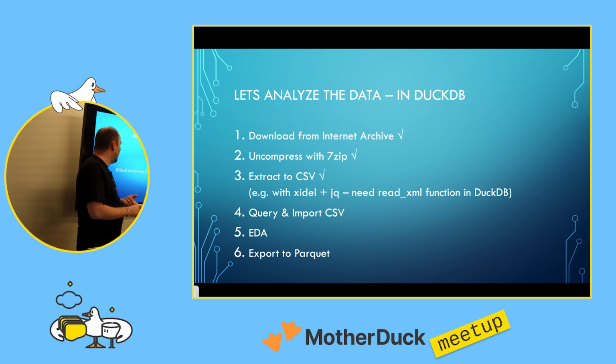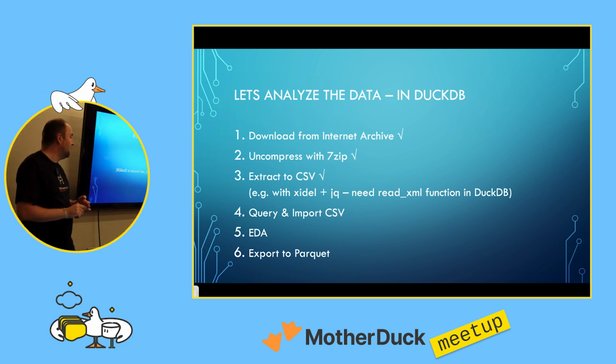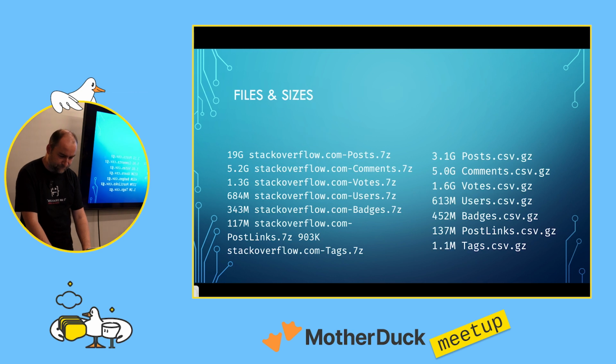It's really weird. You have to extract it to CSV out of this weird XML format. I've written a tool a long time ago which I've used, but there are also XML extraction tools and jq that you can use. We really need a read XML function in DuckDB. That would be great. Then query and import the CSV, do some EDA, and then we export this stuff to Parquet. Let's see how this goes.